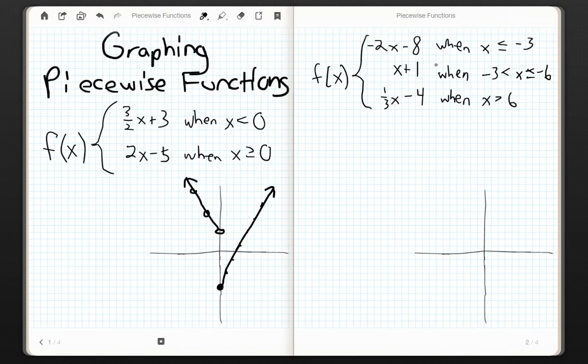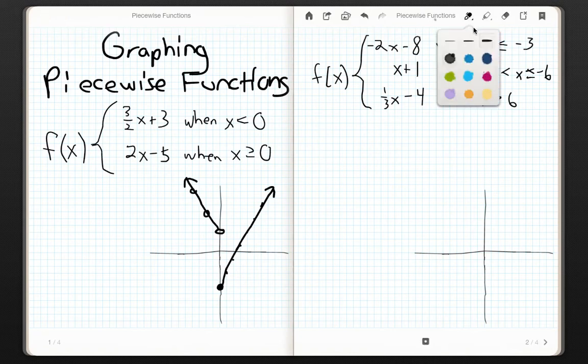Now here we have a piecewise function with 3 separate parts. So what I'd recommend for this one is, since your x ranges do not start at 0, they do not start on the y-axis, they start at -3 and 6. Actually, this should be positive 6. Okay, yes, they start at -3 and 6.